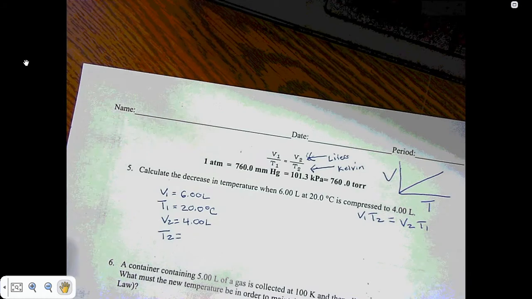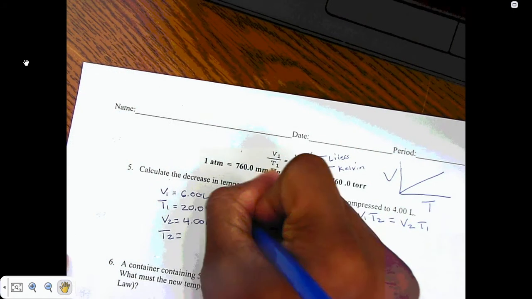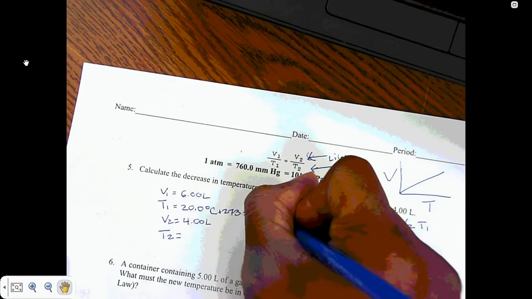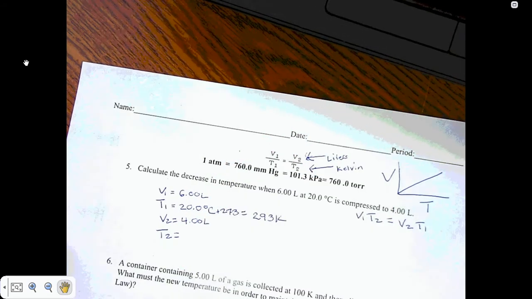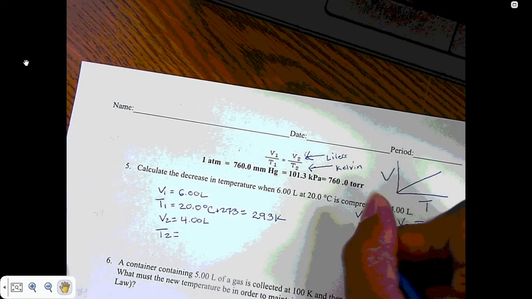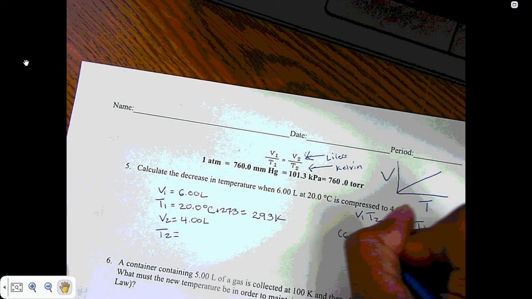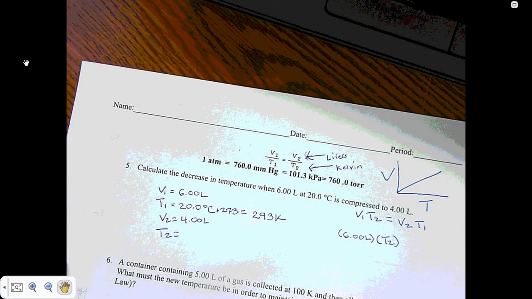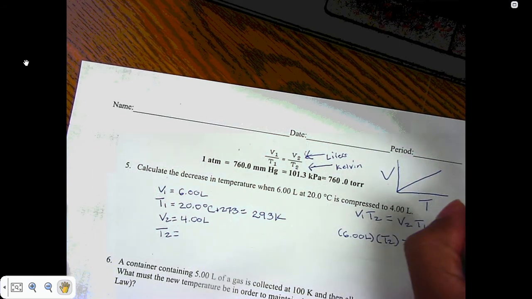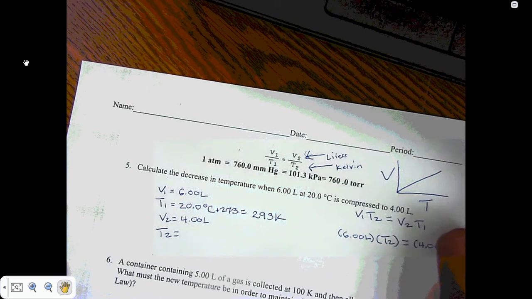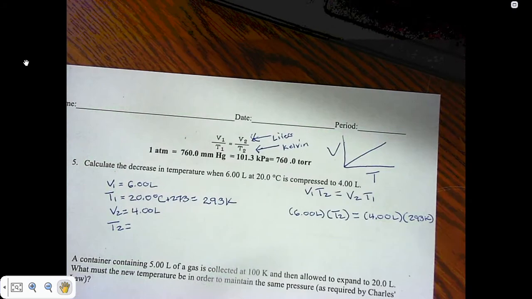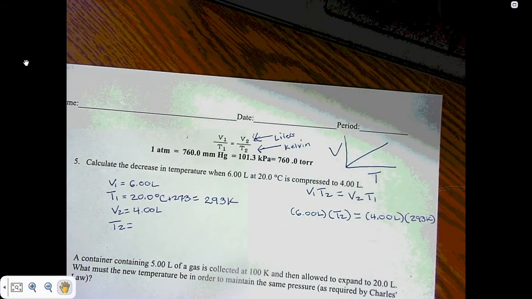Now, I'm going to go forward with converting this T1 value to Kelvin. That can be achieved by adding 273 roughly to equate to 293 Kelvin. So I have that value. I'm going to plug in my V1, in this case 6 liters, multiply that by my T2, which is unknown at the current moment, and set that equal to the product of 4 liters and 293 Kelvin. So from there, divide both sides by 6 liters.